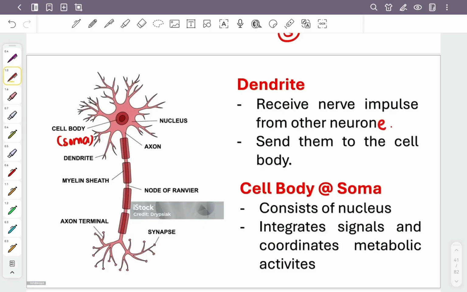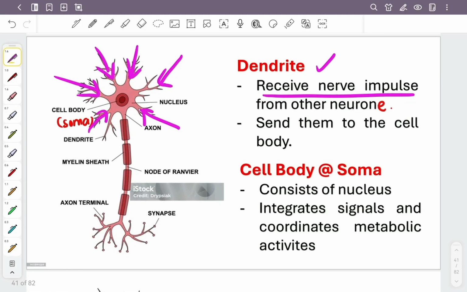Send them to the cell body. That means you need to remember this is the cell body, right? So I made it bigger. There is a lot of nerve impulse coming. So the dendrite is the place where it receives the nerve impulse. Okay? So first, remember, dendrite receives nerve impulse.